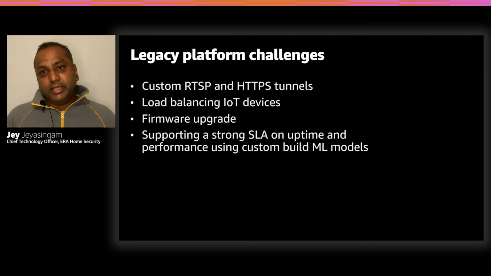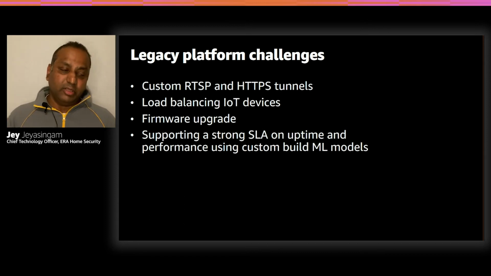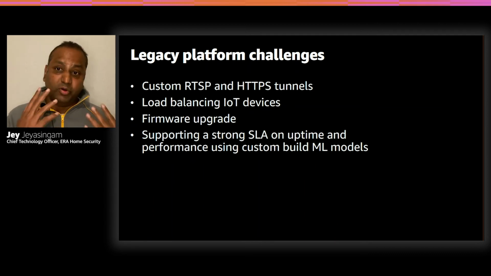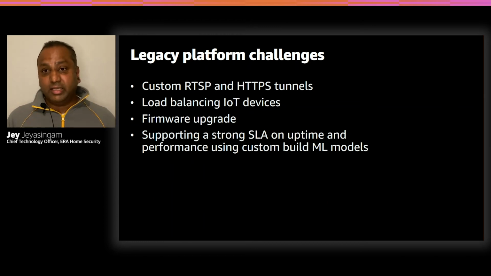What I want to do today is talk about some of the problems that we faced in our legacy platform and the new platform that we built in 2018. Being a 10-year-old AWS customer, we have a number of legacy issues. The first thing I want to talk about is custom RTSP and HTTPS tunnels. Our cameras and the alarms sit behind a number of routers, and these routers don't like to let any stream go out. So we ended up building our own tunnels.